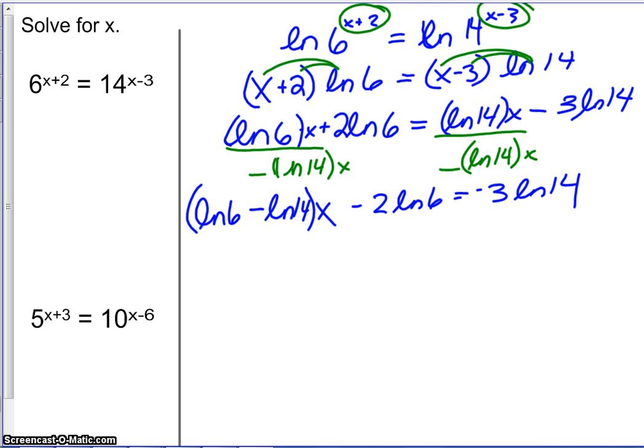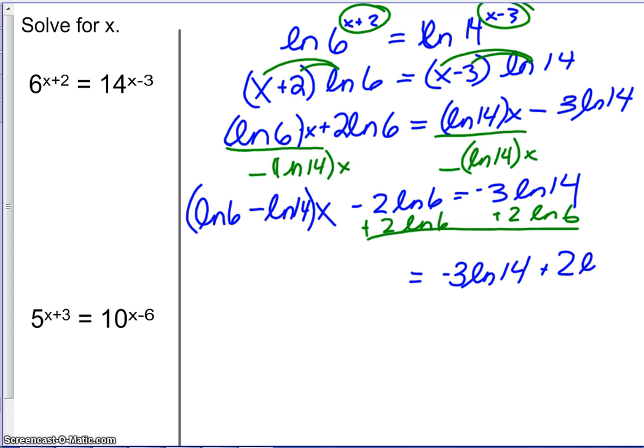What I do next is add this 2 natural log of 6 to both sides. Now there's no nice way to add it. We're just going to leave it and write it out as negative 3 natural log of 14 plus 2 natural log of 6. And that equals this natural log of 6 minus natural log of 14. Now the same rules apply: when you have a natural log minus another natural log, both base e, you can make it into division. So this is really natural log of 6 divided by 14.